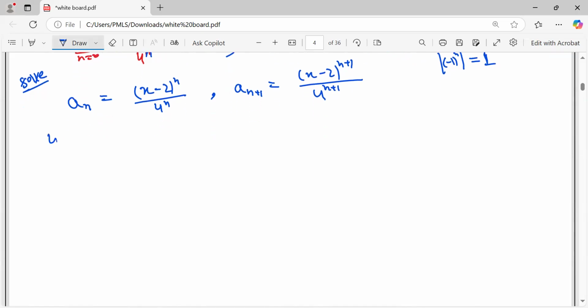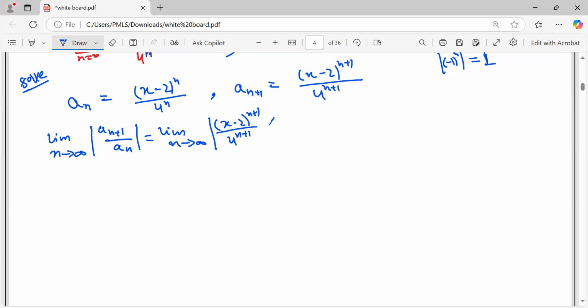Now we will apply the ratio test. The limit as n approaches infinity of a n plus 1 over a n is equal to the limit as n approaches infinity of, what is a n plus 1? This is x minus 2 raised to the power n plus 1 over 4 raised to the power n plus 1. And if we want to write it in multiplication form, we need to take the reciprocal of this expression.